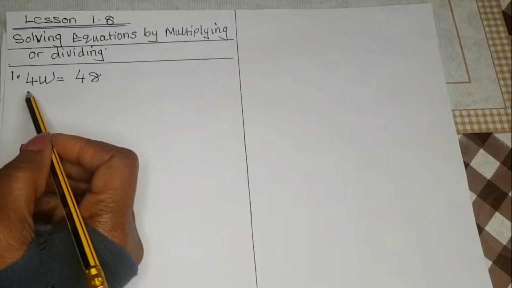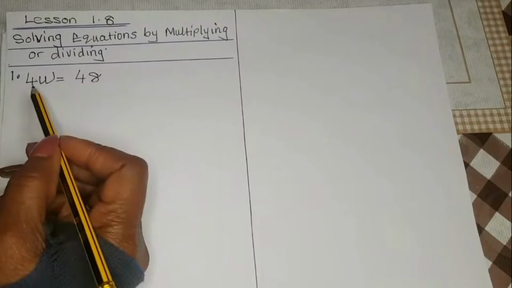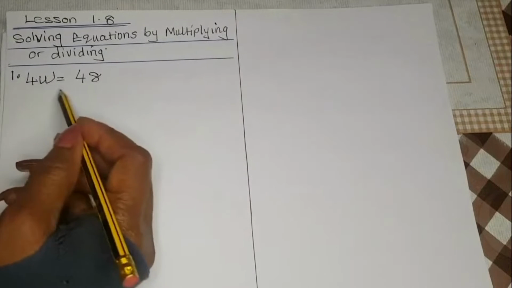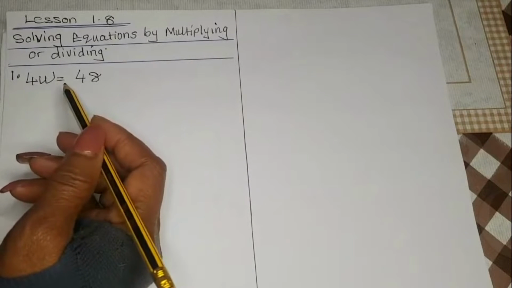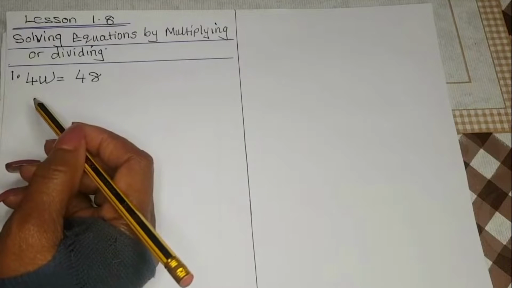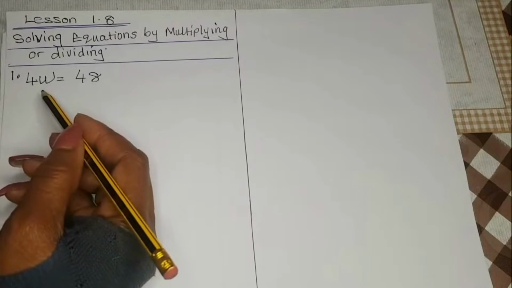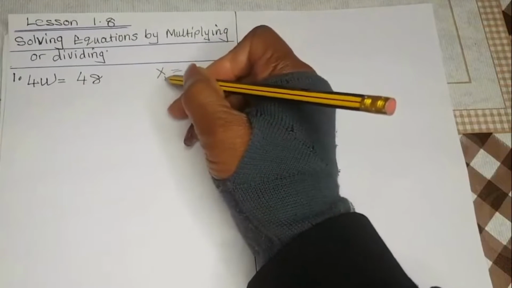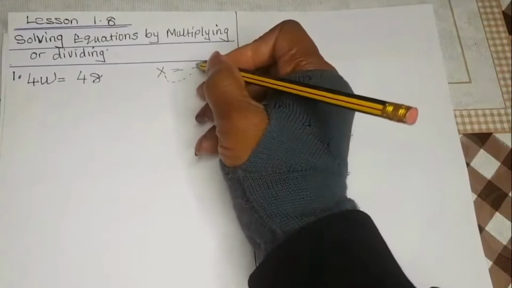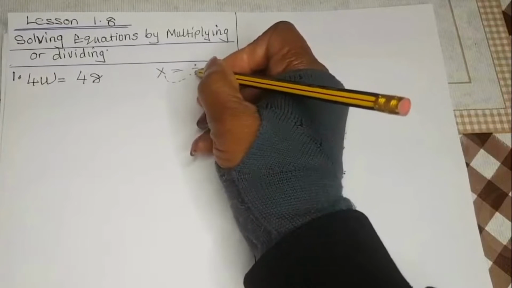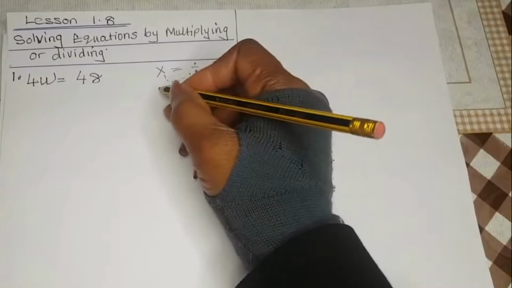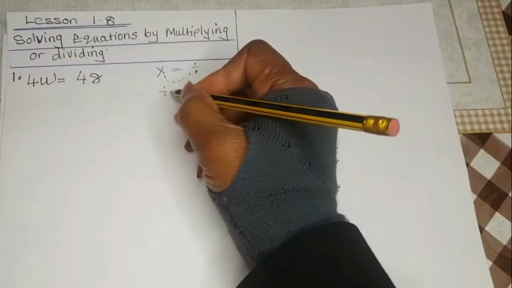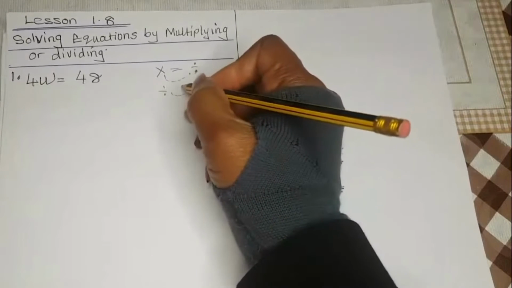Like previously, we did the addition and subtraction. When addition crosses the equal sign, it becomes subtraction, and when subtraction crosses the equal sign, it becomes addition. Now this one is multiplication, and it goes like this. When multiplication crosses the equal sign and goes over here, it becomes division. Vice versa, meaning when division crosses the equal sign, it becomes multiplication.